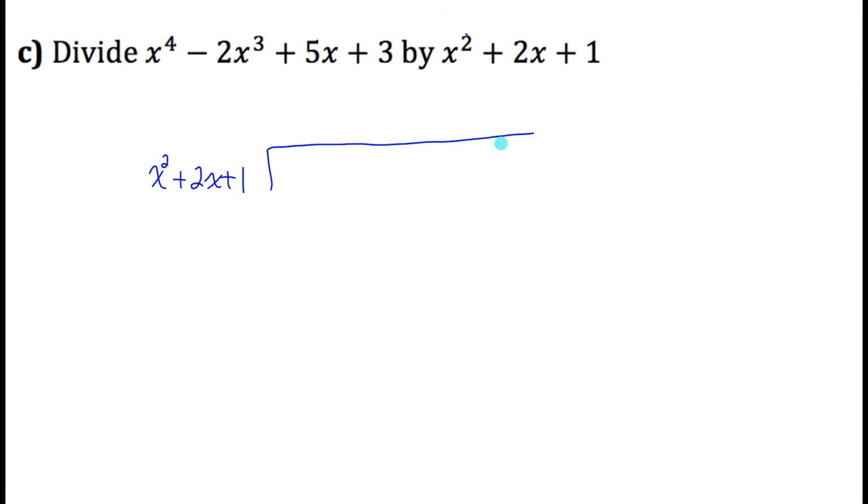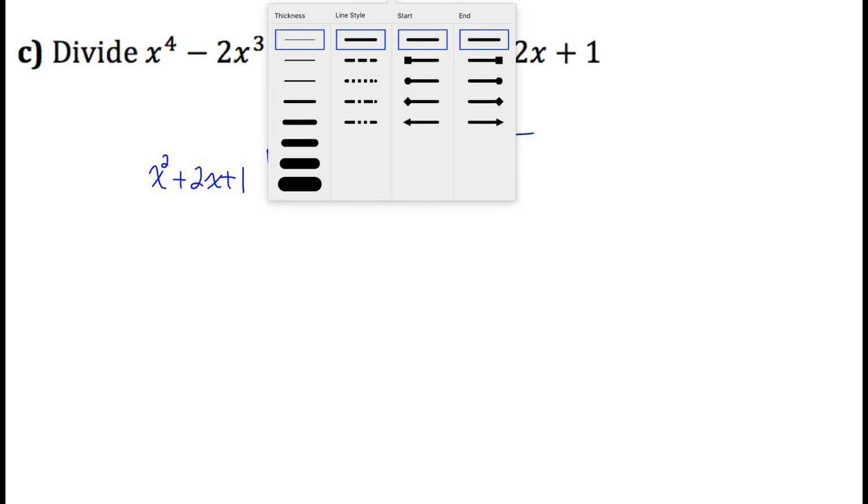and put the dividend underneath the table, making sure I have the terms in the proper order and make sure I'm not missing any terms. So I've got degree 4, degree 3, degree 1, degree 0. I'm missing a degree 2 term. So in its place, I'm going to make sure I put a 0x squared. And now that it's set up, we can do the long division.